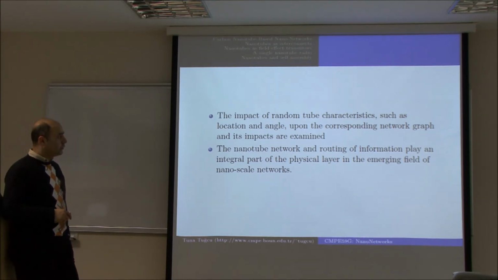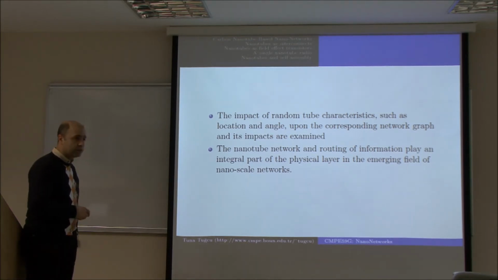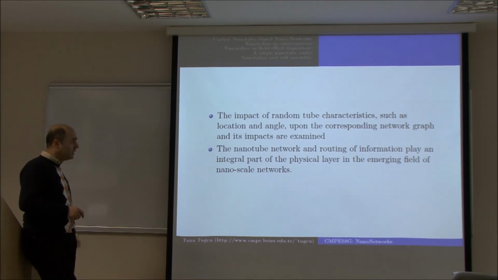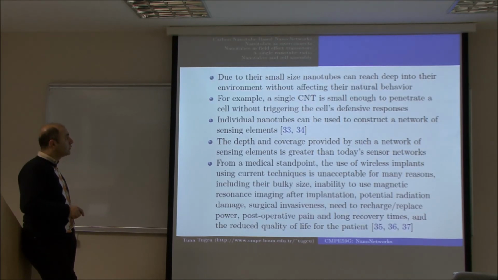The impact of the random tube characteristics, like the location of the tube or the angle of the tube, upon the corresponding network graph and its impacts are examined. And the nanotube network and the routing information have important roles in the integral part of the physical layer in the field of nanoscale networks.